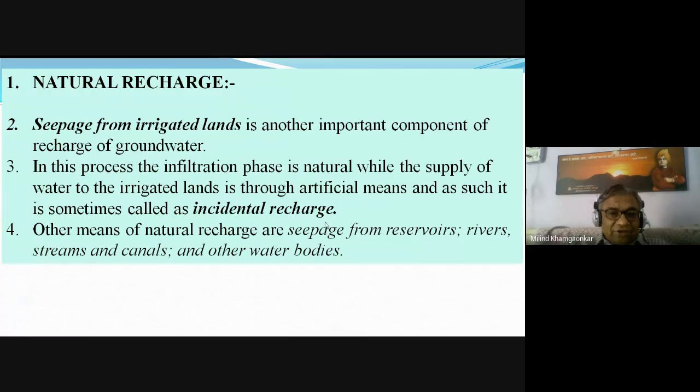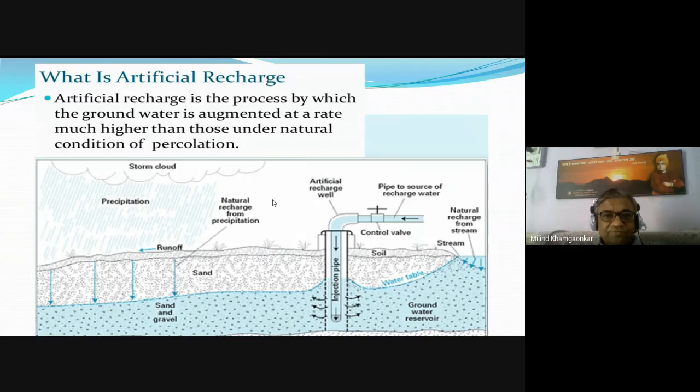Other types of natural recharges are the seepage from the reservoir, that is the dams or the tanks or the ponds, and seepage through rivers. A river is nothing but the flowing channel through the streams, smaller than the rivers, small nalas, canals, the irrigation canals, and other water bodies like the ponds, etc. So these all come under the natural recharge.